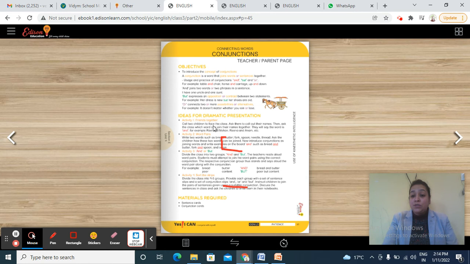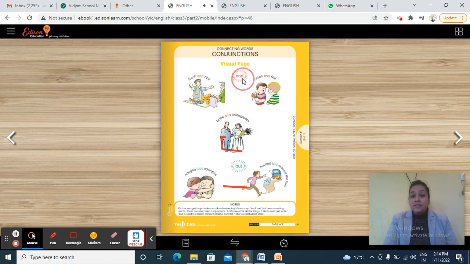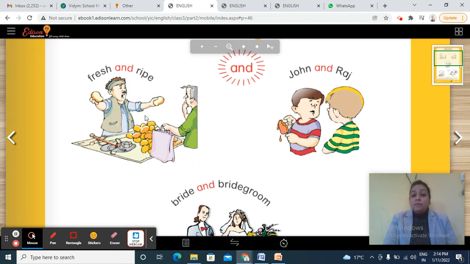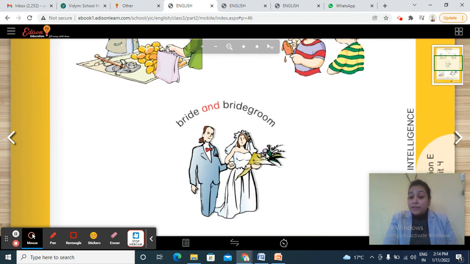In this particular manner, you are going to read your page number 45. Now see page number 46, that is the visual page. Now you will come to know: mangoes are fresh and ripe, and because we are talking about only one thing. John and Raj are talking. Bride and bridegroom are coming.